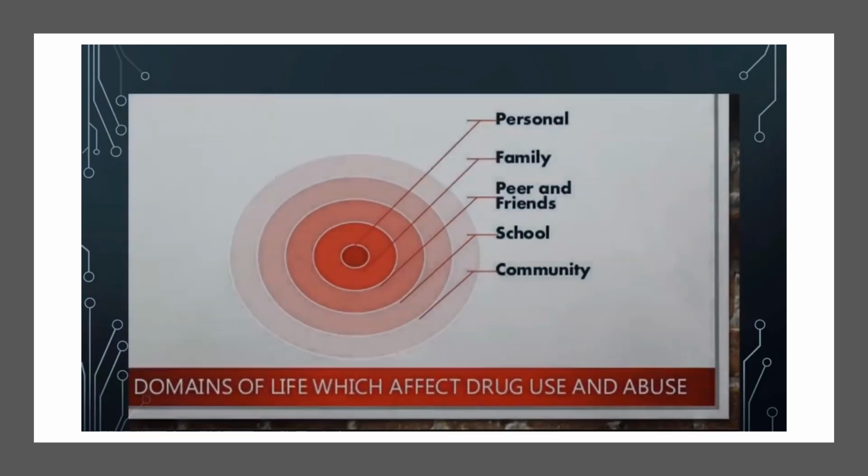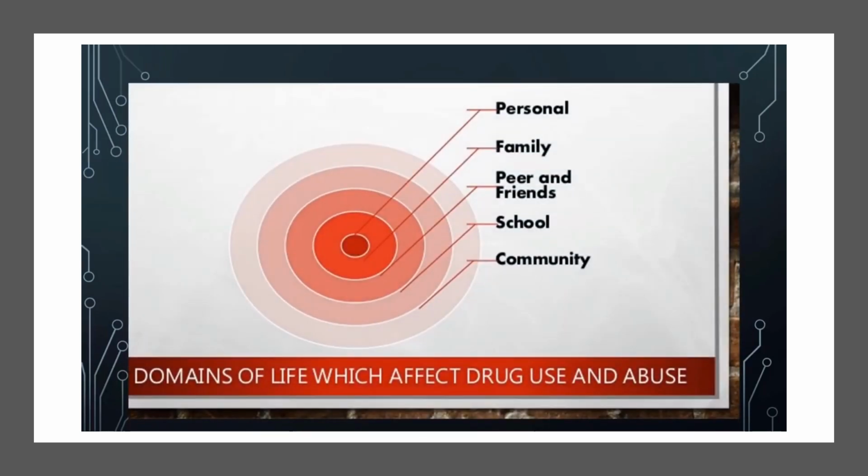We have first the domains of life which affect drugs use and abuse. We have the personal, family, peers and friends, school, and community. Remember that these are the domains of life which affect drugs use and abuse. Let us now see the risk and protective factors under each domain.